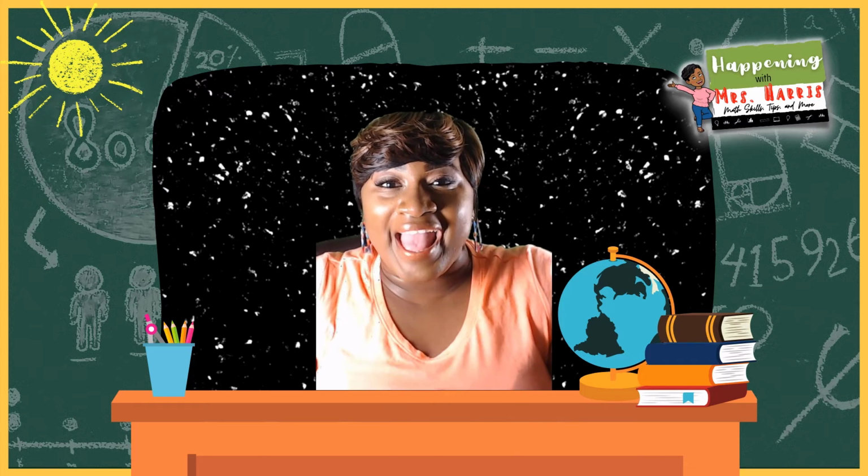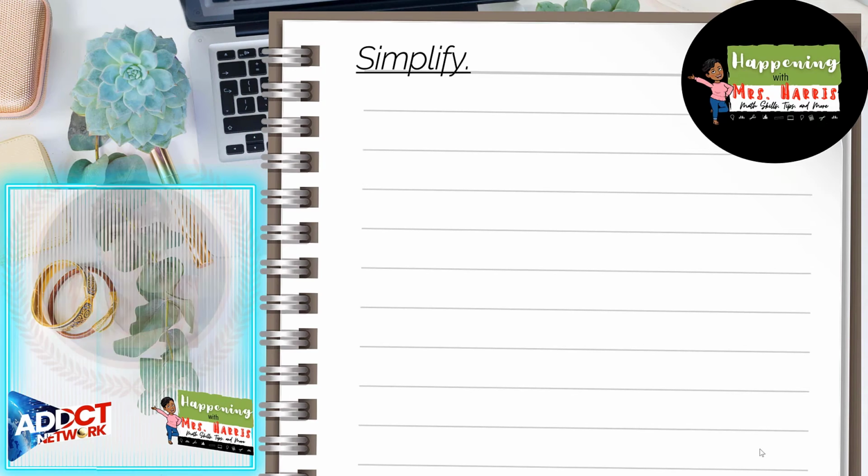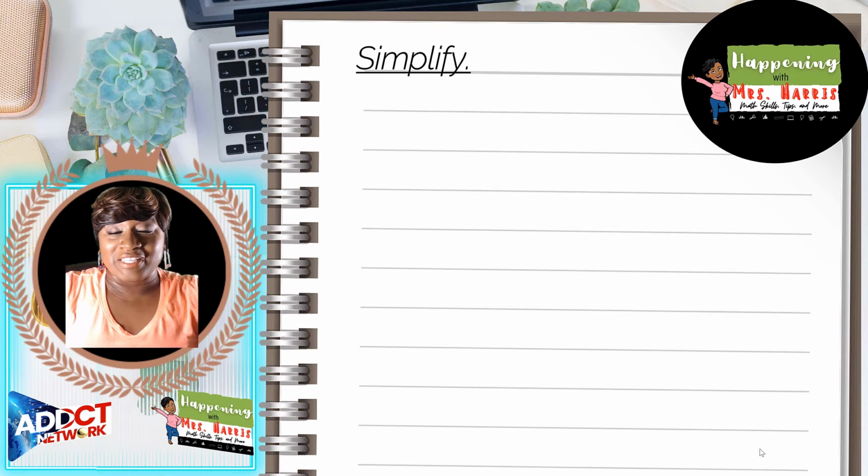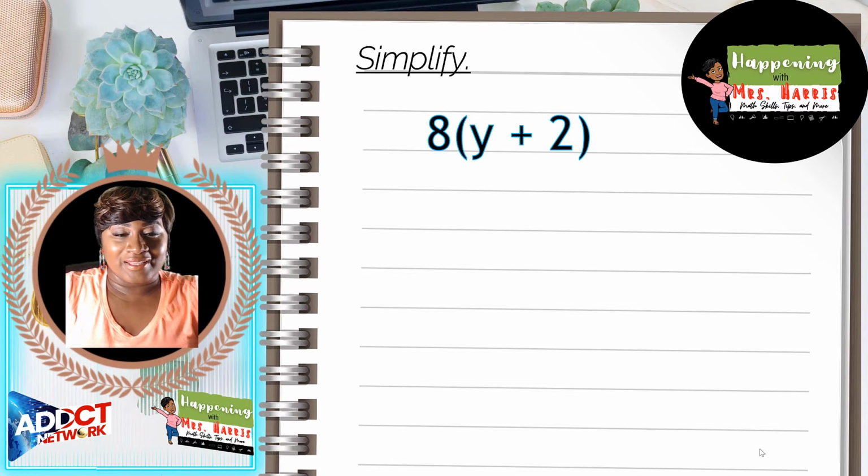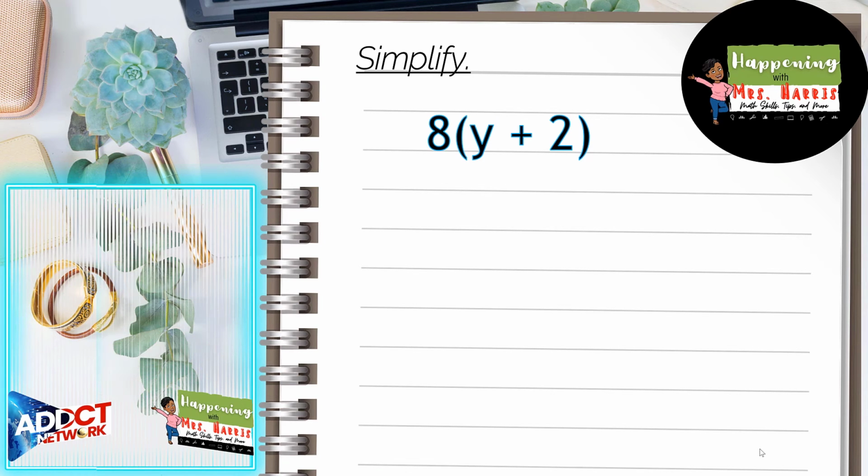Now it's your turn. I'm going to let you do about 4 examples, set a timer, and allow you to check your work. I know you got it. Believe in yourself, have faith, and let's work. Here's our first example. Simplify. 8 times the sum of y plus 2. I know you got it. Let's go.